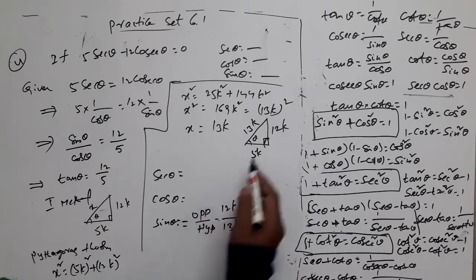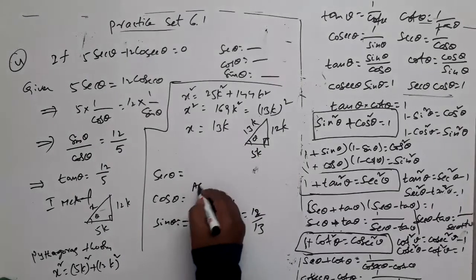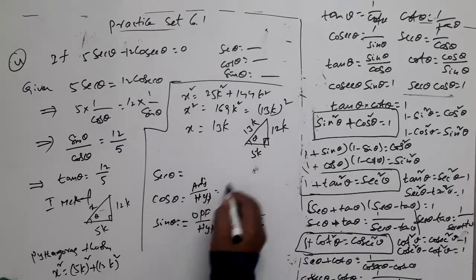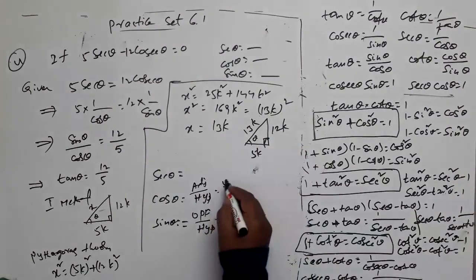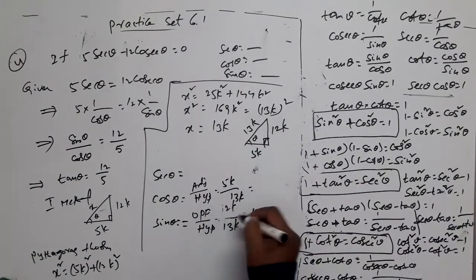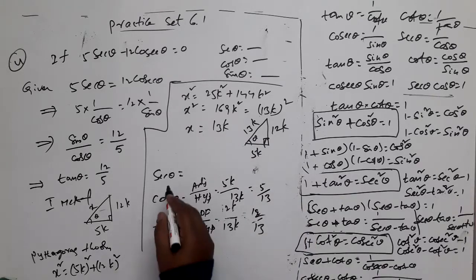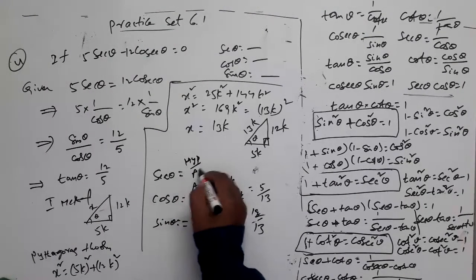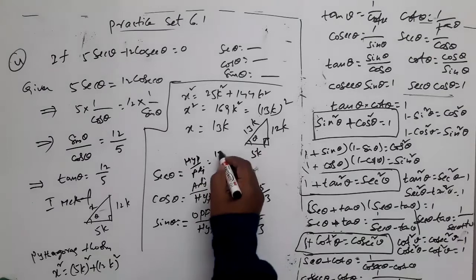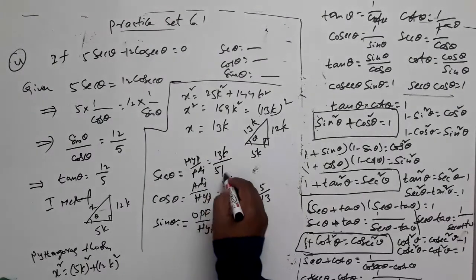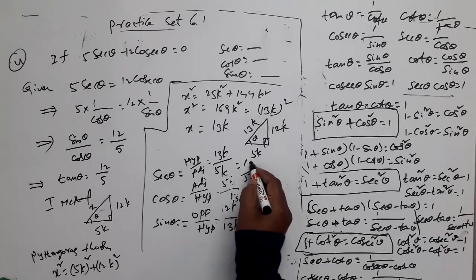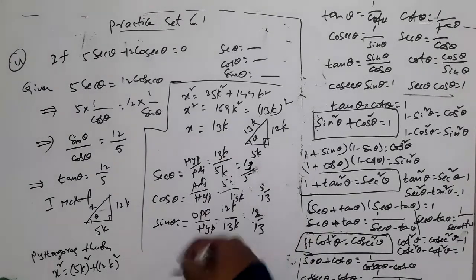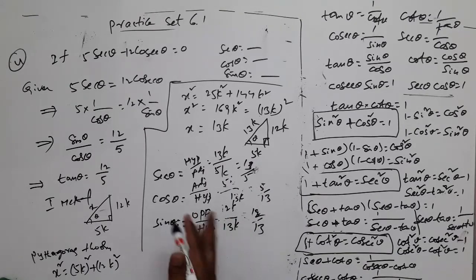Cos theta. What is cos theta? Adjacent side by hypotenuse. For this theta, this is the adjacent side, this is the hypotenuse. K and K get cancelled. What is remaining? Secant theta is the reciprocal of cos, we know. So this is hypotenuse by adjacent side, 13K by 5K. K and K get cancelled, so you are left with 13 by 5. This way you can give the remaining two values also, but you don't need them in this question. This is question number 4, first method. Second method, you do.